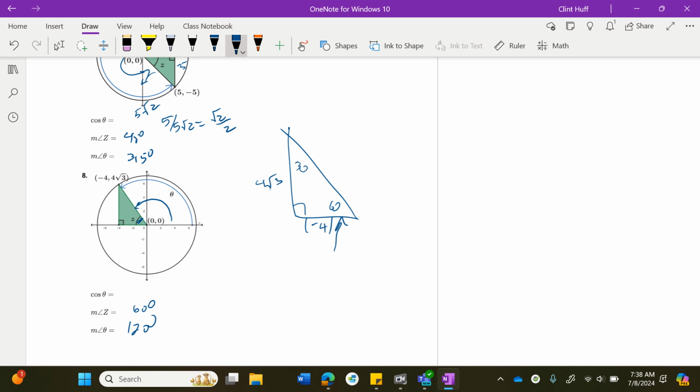And our cosine now is going to be, think about the hypotenuse here. If we look at the absolute value of that -4 is 4, then this must be 8, because the hypotenuse is twice as big as the short side. So this would be 1/2 right here, 4 over 8.